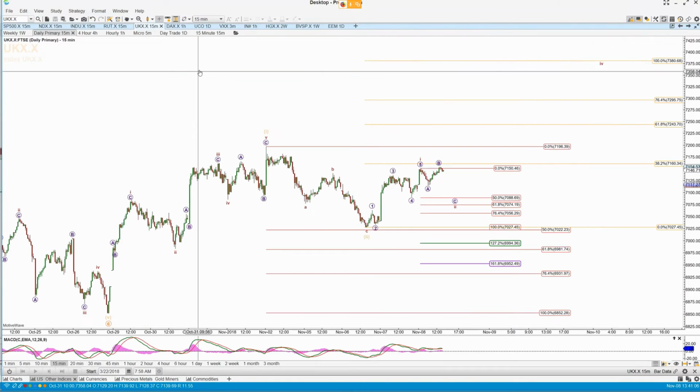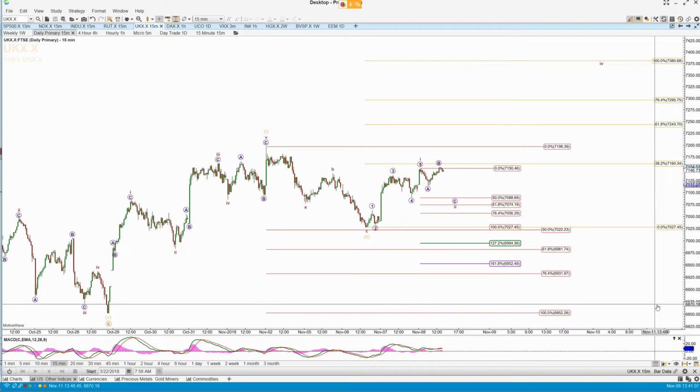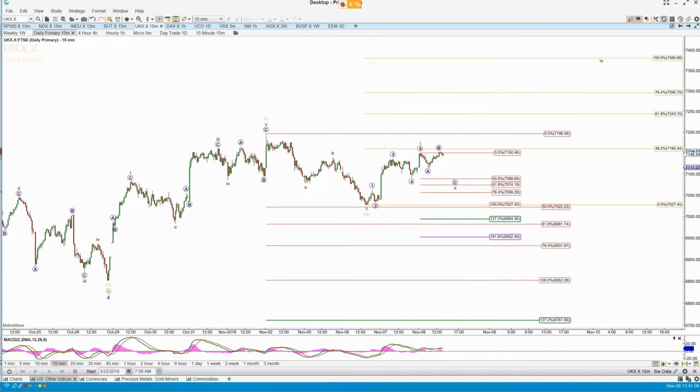Okay, let's come over and have a look at the European indices. Where am I? FTSE. So UK FTSE is up off the late October low. I've got this 5 up as a contracting diagonal, and ABC down into yesterday's low. That hit a 50% retrace, and the A to C relationship was the 1.0.